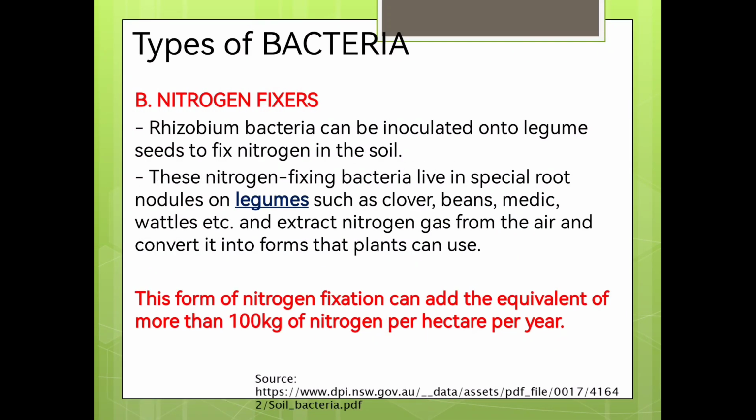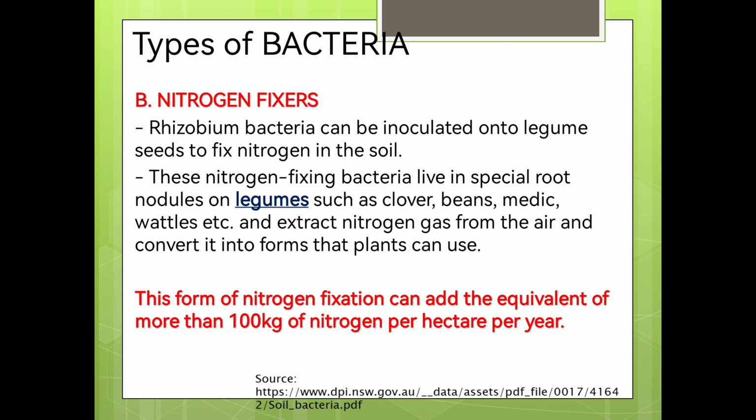Then we also have the nitrogen fixer bacteria. For example, we have the rhizobia. Rhizobium bacteria can be inoculated onto legume seeds to fix nitrogen in the soil. So these nitrogen-fixing bacteria live in special root nodules on legumes, such as beans, clovers, and they extract nitrogen gas from the air and convert it into forms that plants can use.